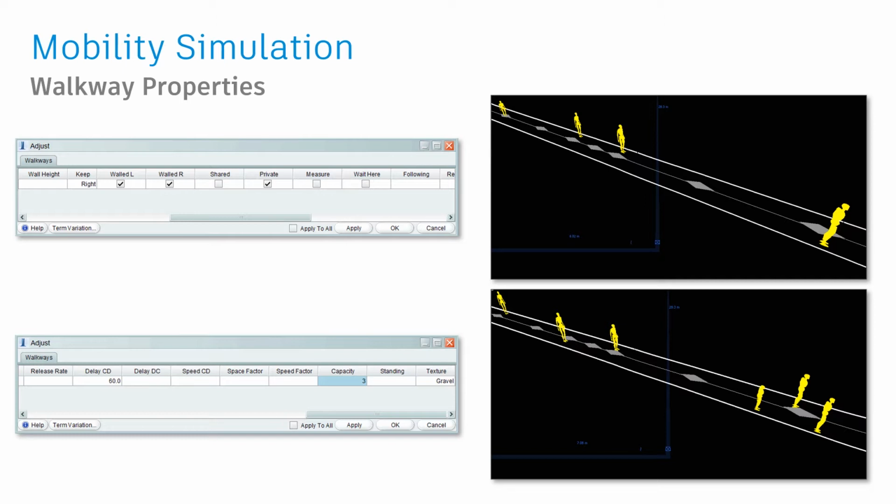Alternatively, we can leave the walkway in one piece, if you like, but then set a capacity. There's a capacity field where we can enter the value, and no more than that number will enter that particular walkway at one time. And then we can also use that in combination with the spacing person parameter, which we saw on the previous slide, to maintain a safe distance.